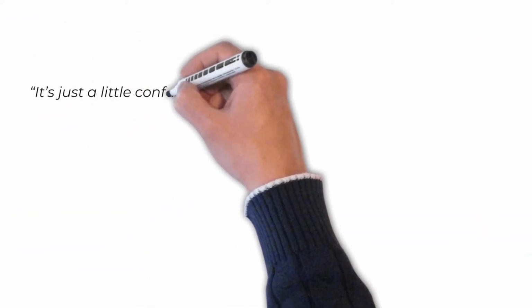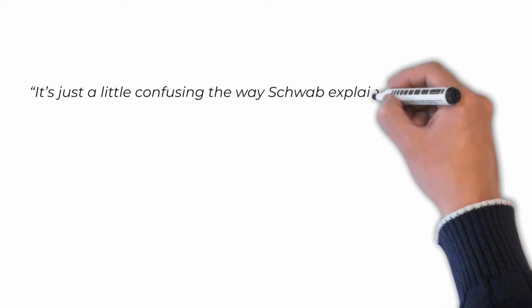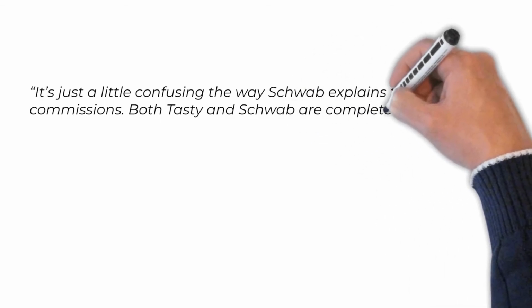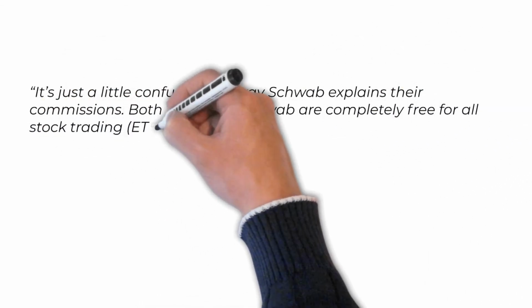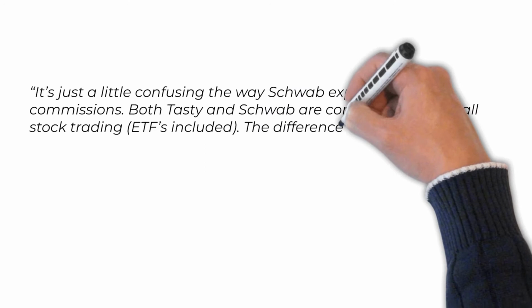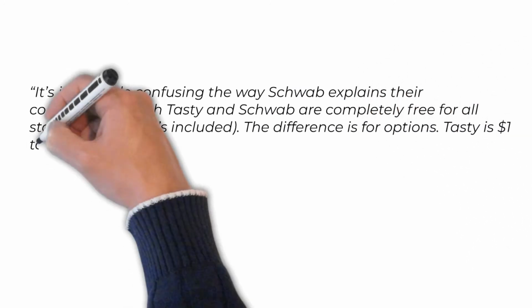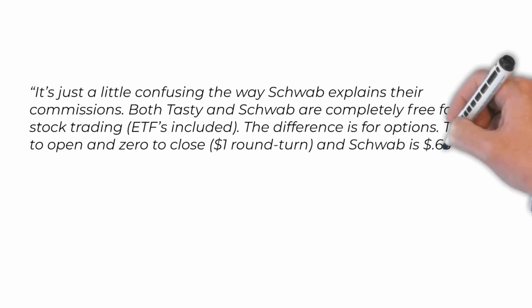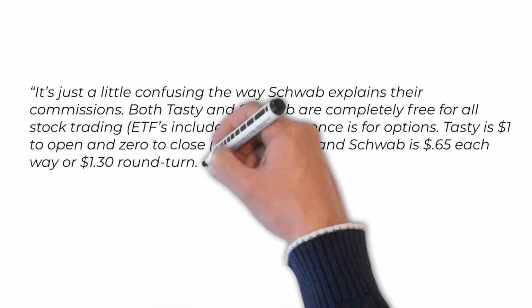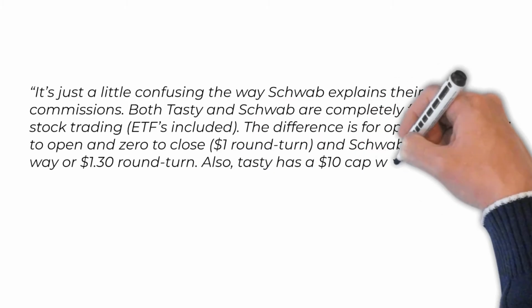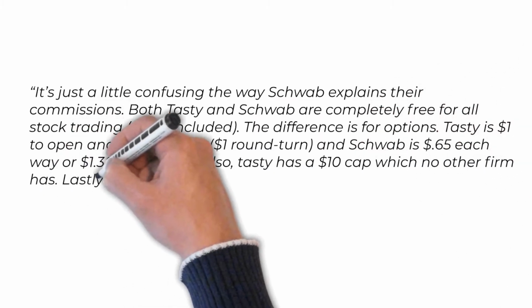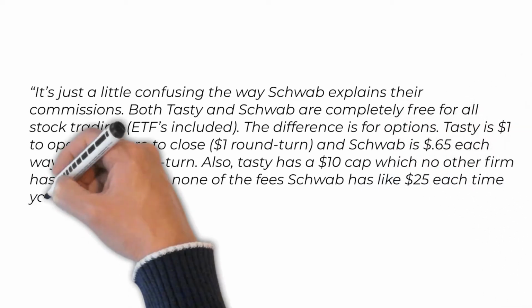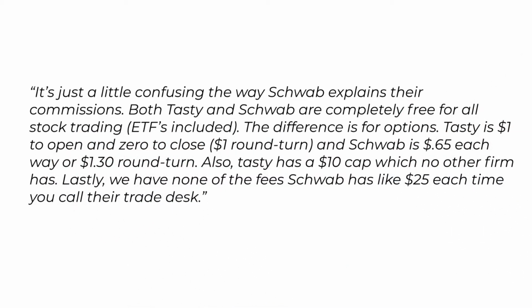It's just a little confusing the way Schwab explains their commissions. Both Tasty and Schwab are completely free for all stock trading, ETFs included. The difference is for options. Tasty is $1 to open and $0 to close, so it's $1 round turn, and Schwab is 65 cents each way, or $1.30 round turn. Also, Tasty has a $10 cap, which no other firm has. Lastly, we have none of the fees Schwab has, like $25 each time you call their trade desk.